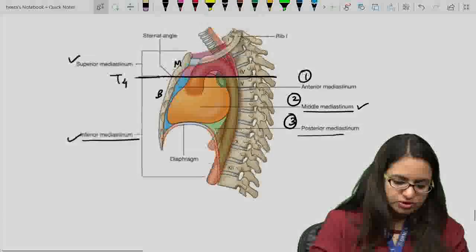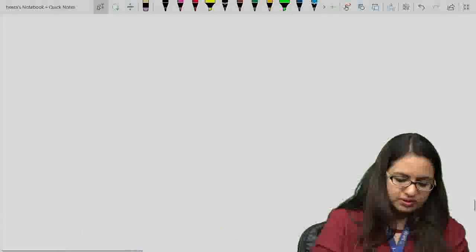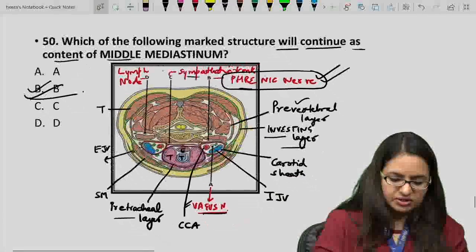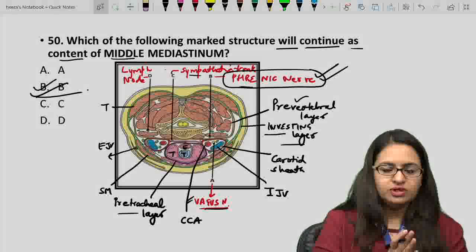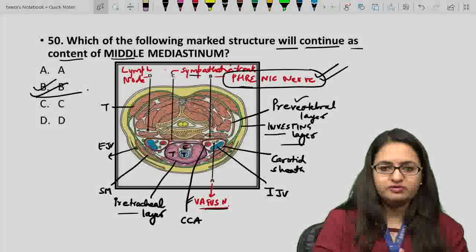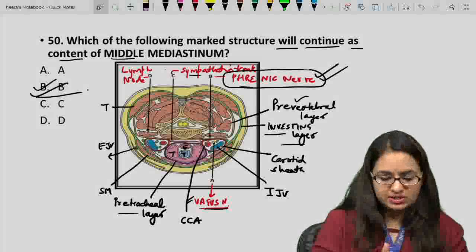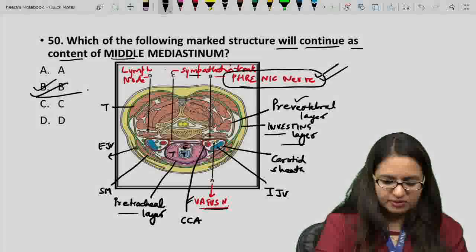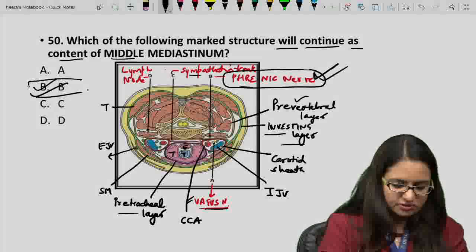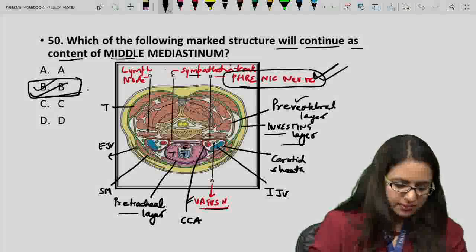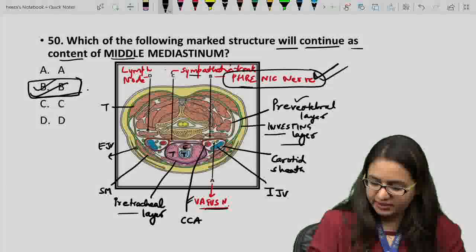So if you come back to the question again, now we are clear with all the divisions of the mediastinum as well as the contents in the superior mediastinum and in the three subdivisions of the inferior mediastinum, that is anterior, middle and posterior mediastinum. The phrenic nerve is the structure which passes through the middle mediastinum. So the answer for this question is B, that is phrenic nerve.